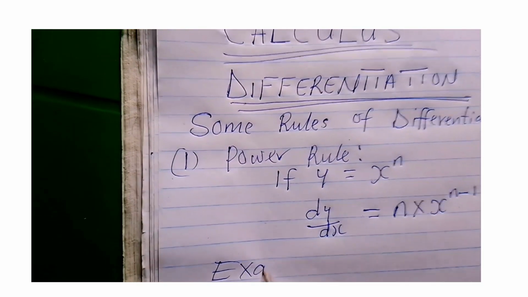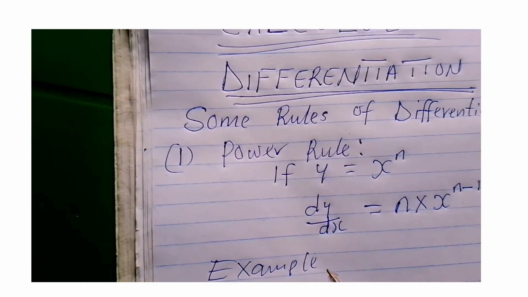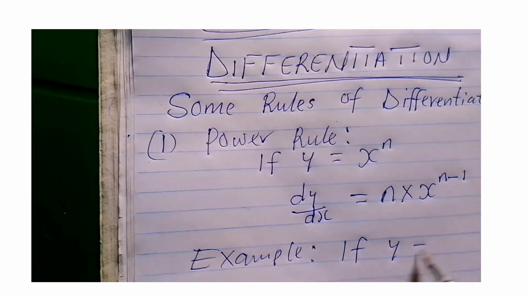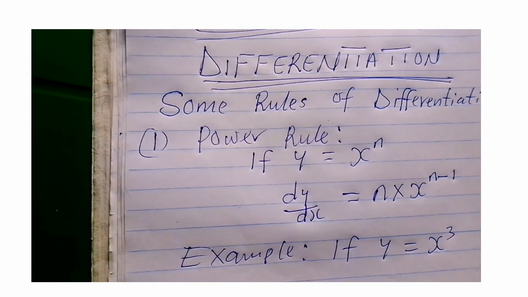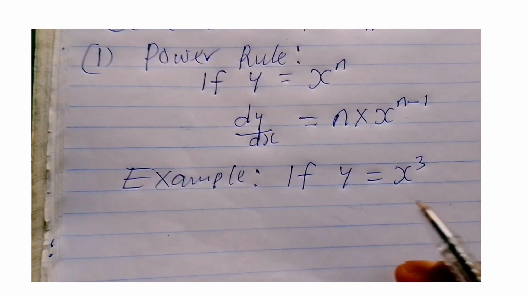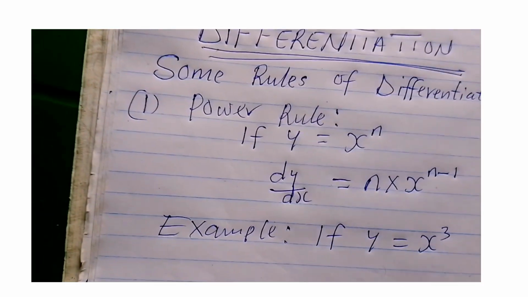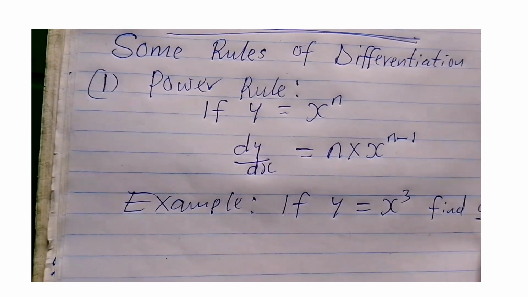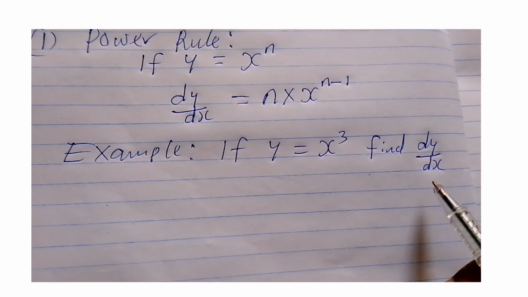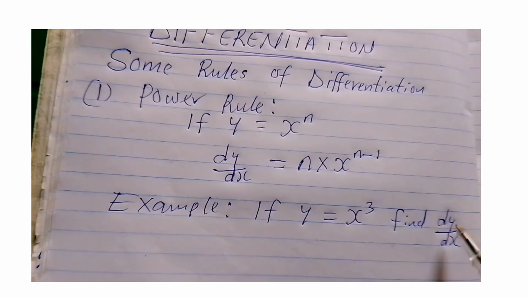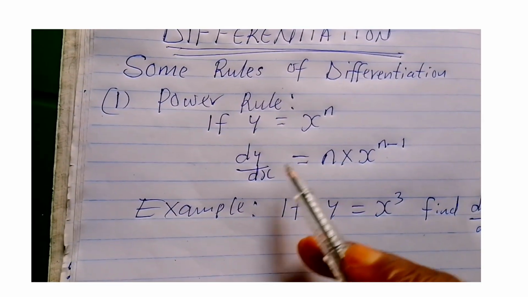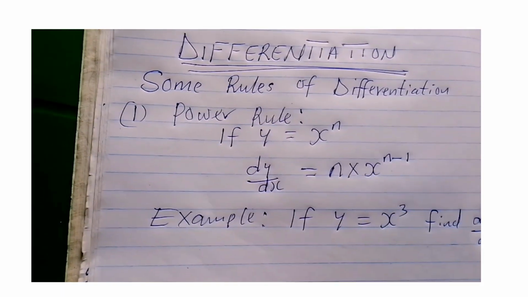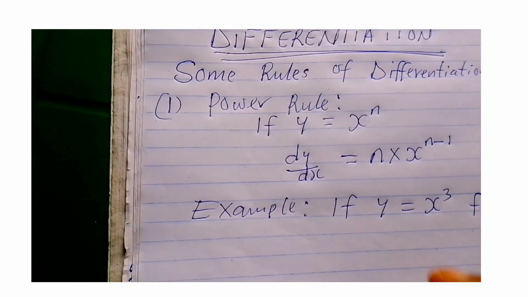Let's look at example 1. This is a basic thing that you need to know in differentiation. If y is equal to x raised to the power of 3, we should find dy over dx. To find dy over dx, look at the formula that I gave: we use the power to multiply the function and then subtract 1 from the power. So let's use this method to solve this.